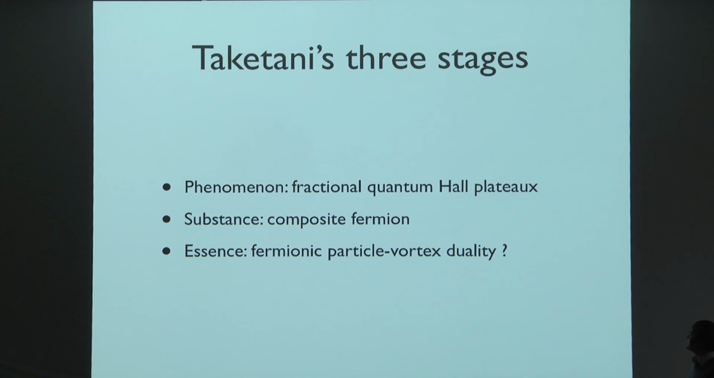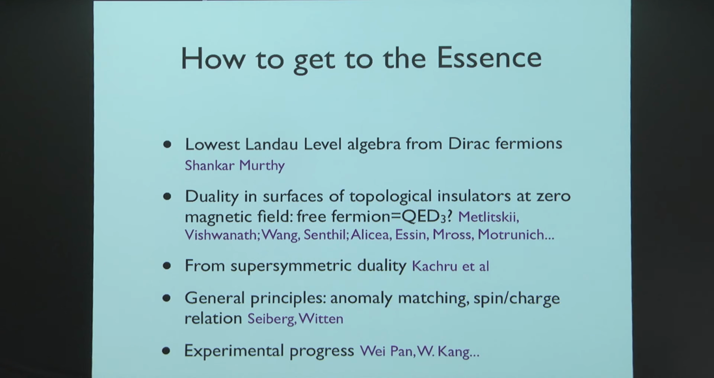I think it is some version of fermionic particle-vortex duality that acts in a certain class of theories in 2+1 dimensions. In this case, it would be a theory that contains only fermions but no bosons. How to get there is something that is currently being explored. Shankar Murthy showed how to realize the so-called Girvin-MacDonald-Platzman algebra from the Dirac fermions, possibly Dirac composite fermions.